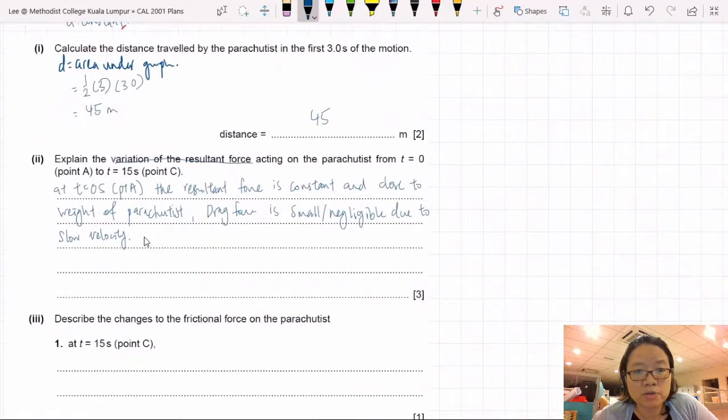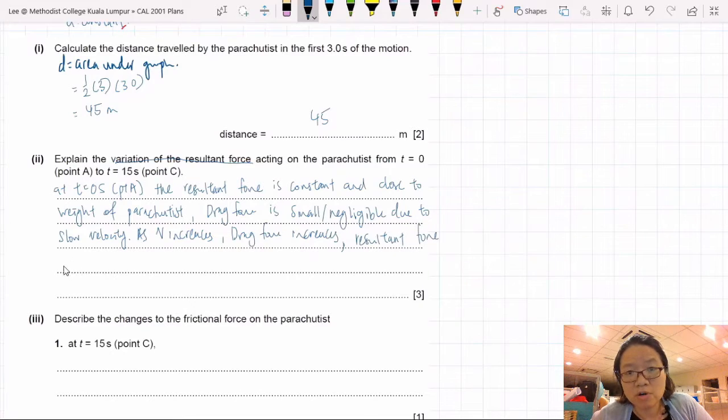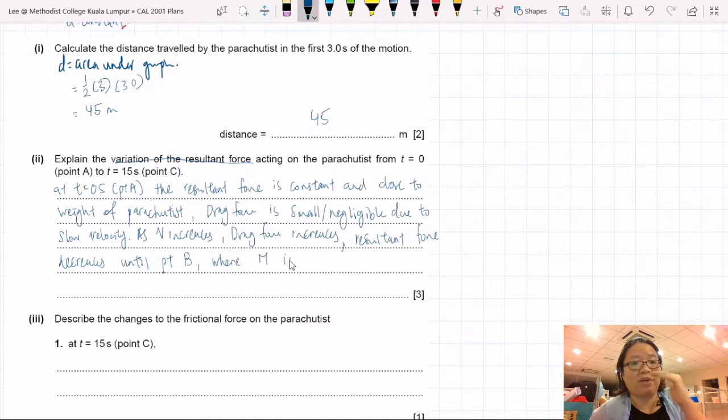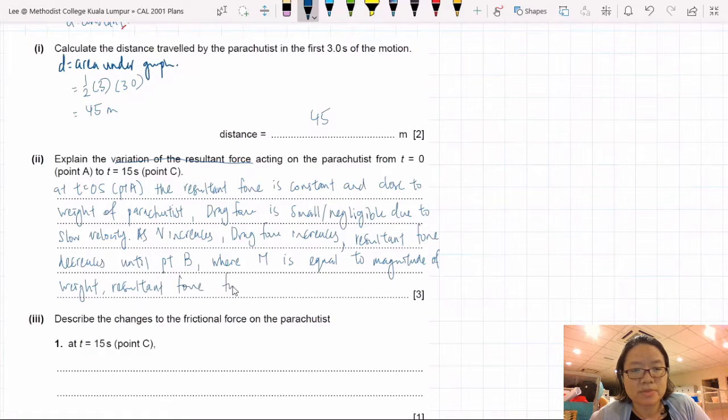Okay, then when your speed is large enough, so as v increases, because don't forget the thing is free falling, you will encounter more and more drag force. So drag force increases, your resultant force decreases. Okay, because they're in opposite direction, it decreases until point B, because point B is where it flattens out, where it is equal to the magnitude of the weight.